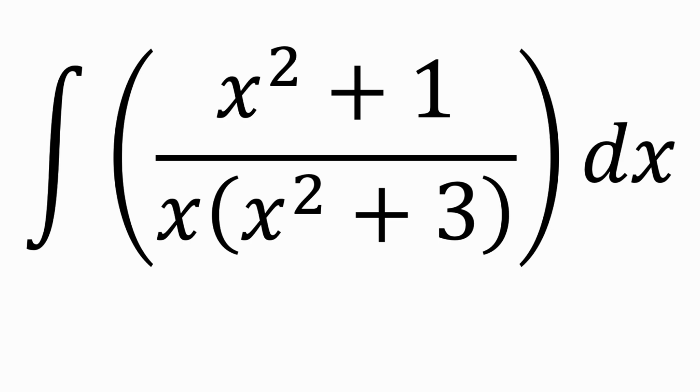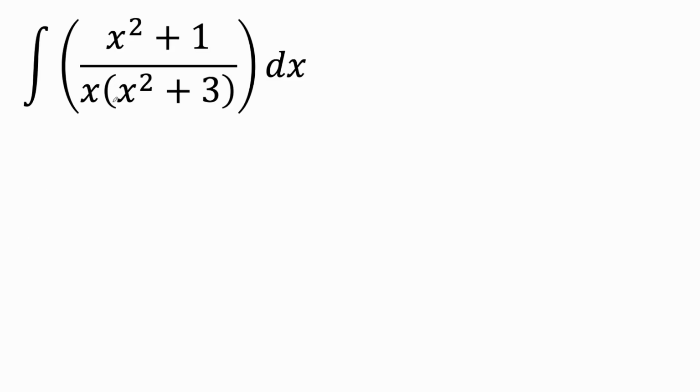Okay, in this video, we're going to solve this problem right here, and so let's begin. So this denominator, if you expand, you get x times x squared is x cubed. So the denominator power of 3 is bigger than the numerator power of 2. And so we're going to need to use partial fraction. So at this point, I'm going to ignore the integral, and I'm going to focus on doing this partial fraction. So we have x squared plus 1 divided by x parentheses x squared plus 3.